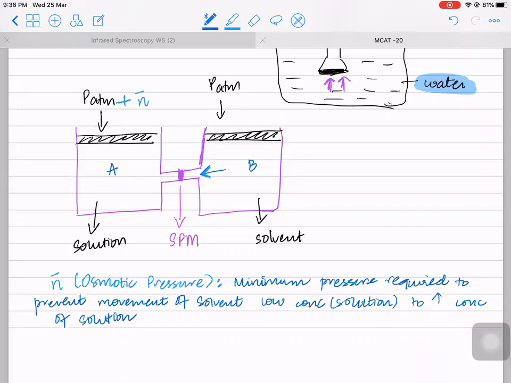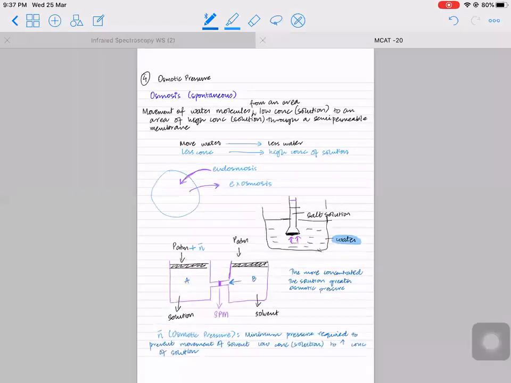And if you have a concentrated solution, the more concentrated the solution, the more concentration of the solution, you will require greater osmotic pressure. So the more concentrated the solution, you will require greater osmotic pressure. Right?